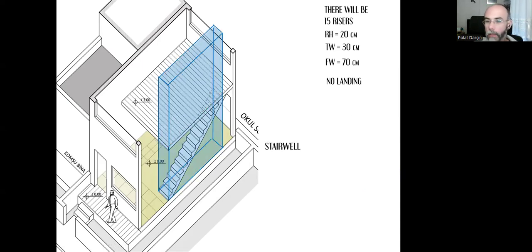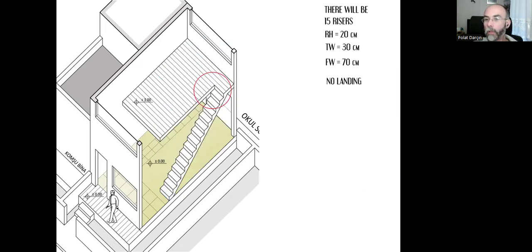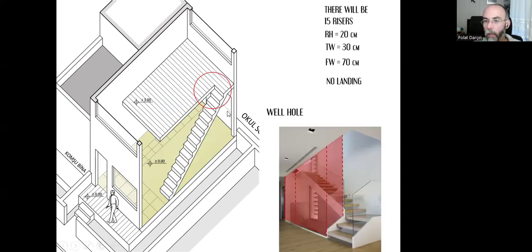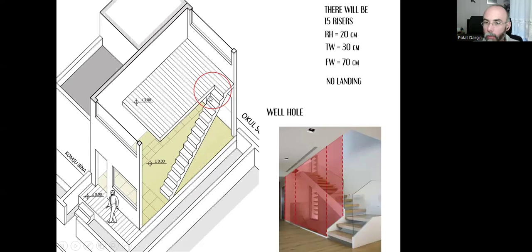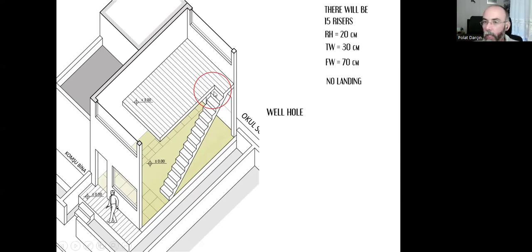So that's our stairwell. Also, we need a well hole. For the well hole, we can have 10 centimeters for the minimum. This side of the floor shouldn't be adjacent to the side of the stairs. We can have at least a 10 centimeter gap for the well hole, so that if we are going to design a guardrail, handrail, there is enough space for us to do the construction there.